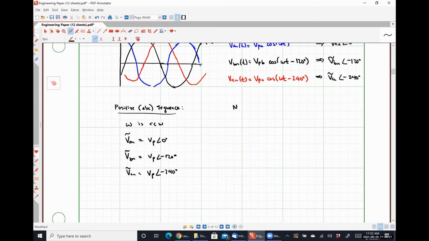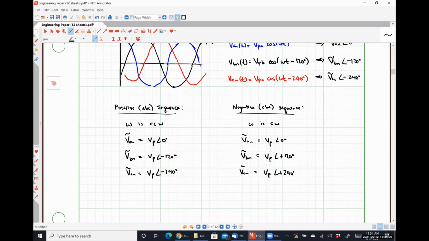A negative phase sequence, or CBA sequence, omega is just clockwise. And so we find that VAN is still our reference, so it's going to have VP angle 0. VBN is now going to lead by 120. And VCN leads VBN, so we have VP angle plus 240 degrees.